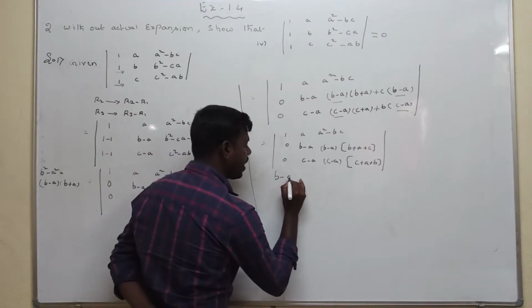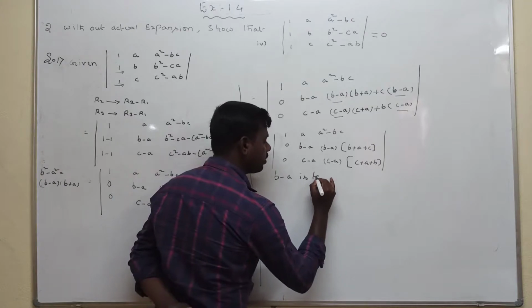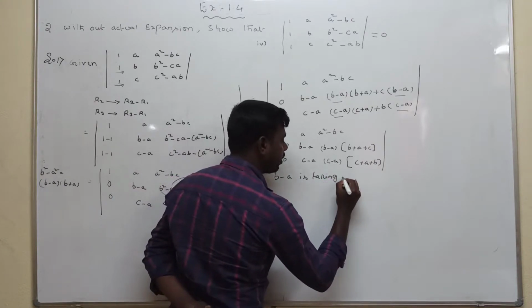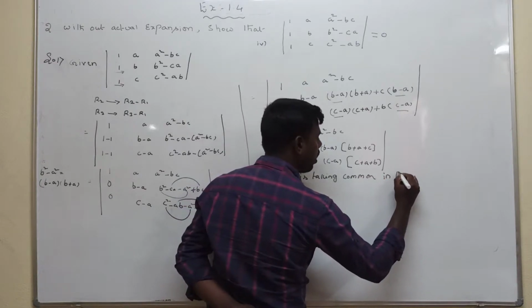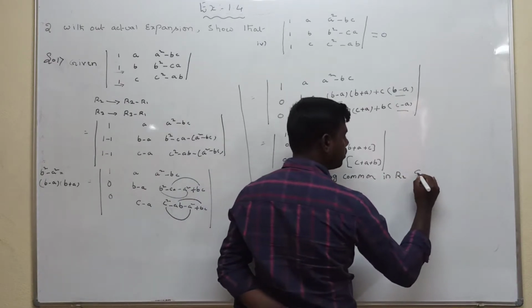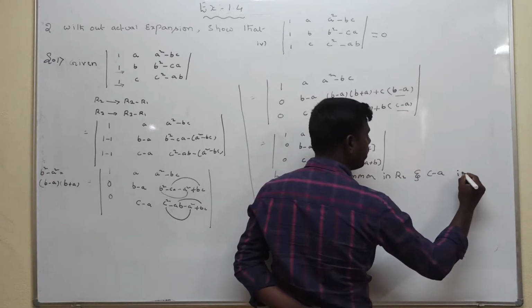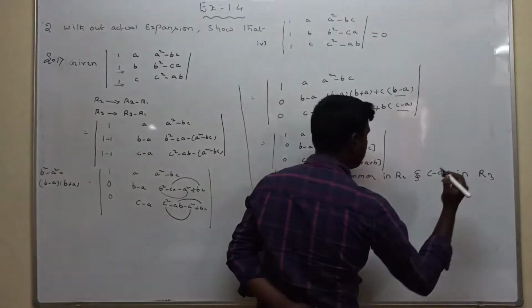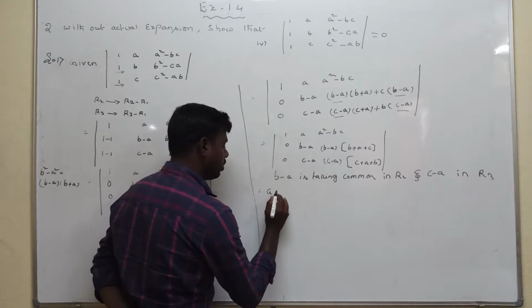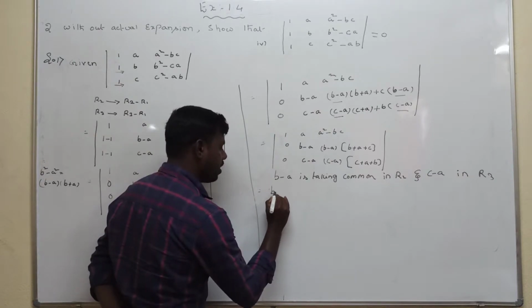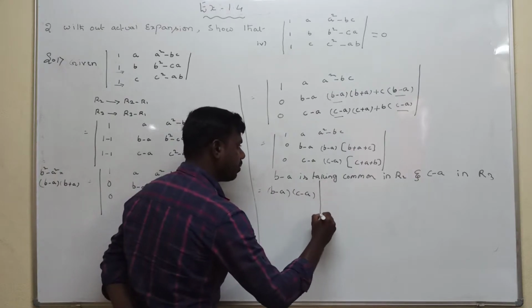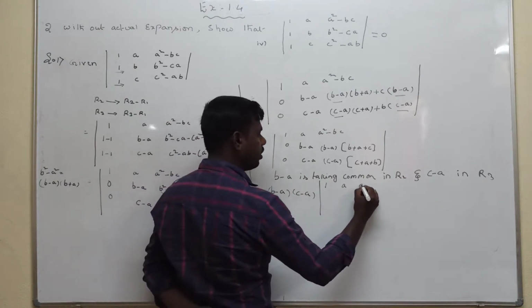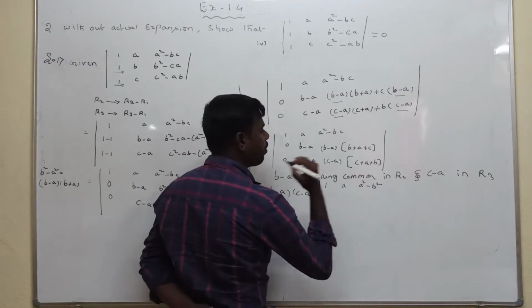Now b minus a is taken common in R2 and c minus a in R3. Now take common outside. So write as b minus a into c minus a, times the determinant of 1, a square, minus b square.